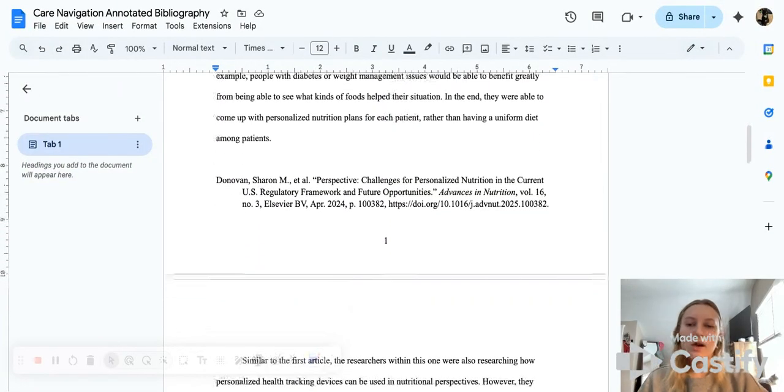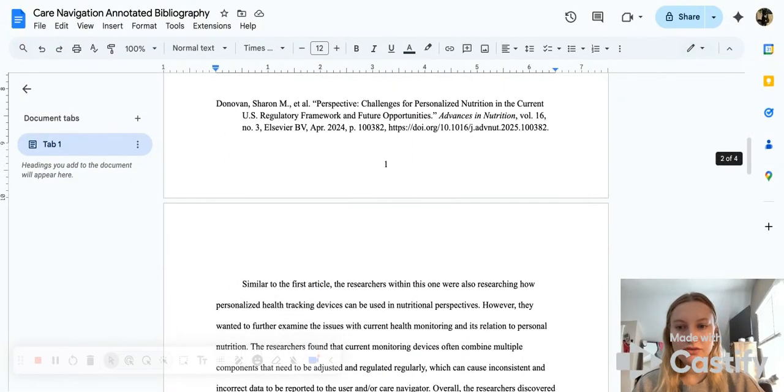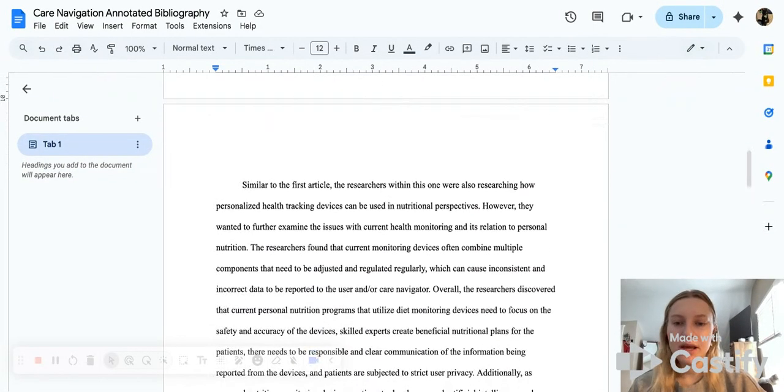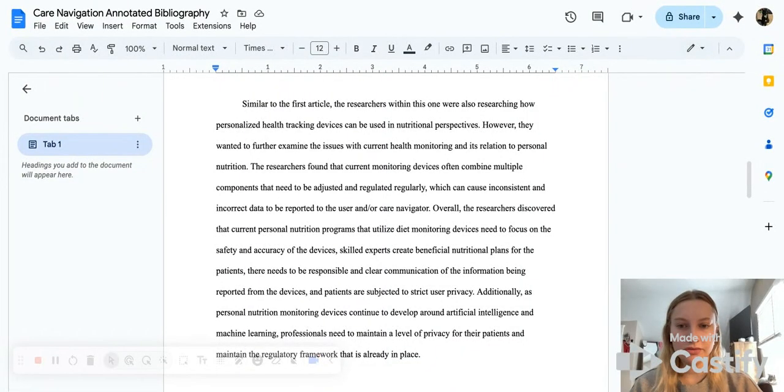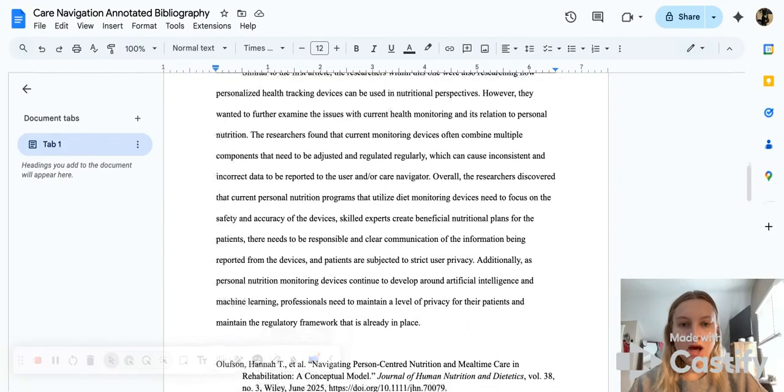more overall. And then, so for my next article, I chose one by Donovan et al., and this is part of the Advances in Nutrition, Volume 16, Number 3 journal, that was published in April of 2024. This one is very similar. They were also researching how personalized health tracking devices can be used within the nutritional perspective because they are already used, like I was saying, for diabetes and stuff like that. But these people are just really trying to narrow it down to the nutritional field. They also wanted to explore issues that come with it, and just how they can improve upon that.